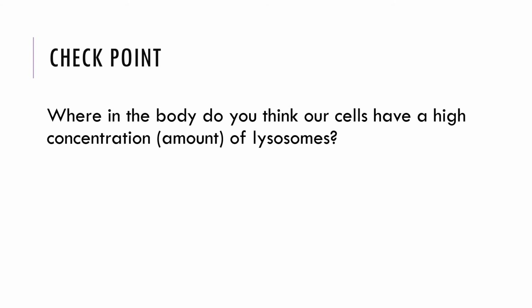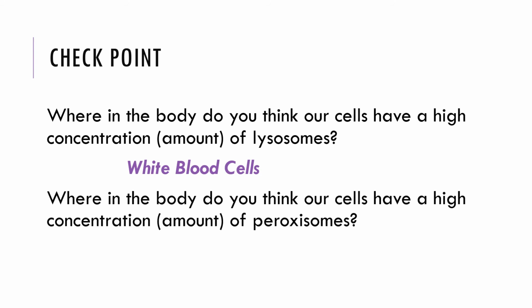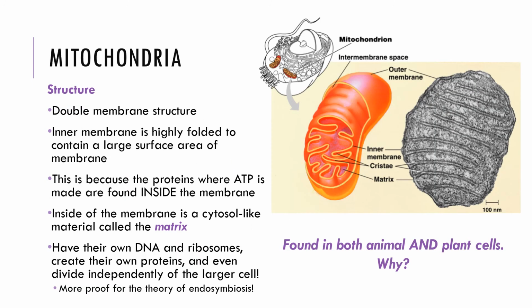So think about this. Where in the body do you think we have a high concentration of lysosomes? Well, white blood cells, as I said earlier, are a great example. Anything where we're breaking down a lot of material. Where might we have a high amount of peroxisomes? Maybe in our liver cells, where we're taking in a lot of chemicals that we need help to detoxify, all these chemicals that we eat on a daily basis or drink.